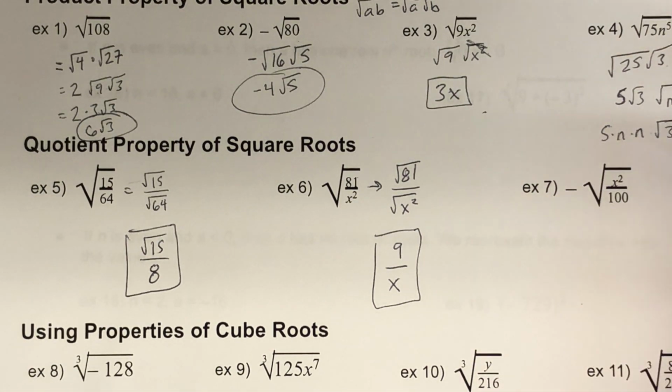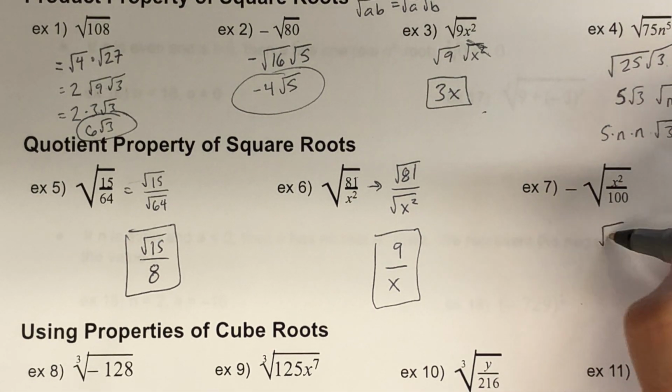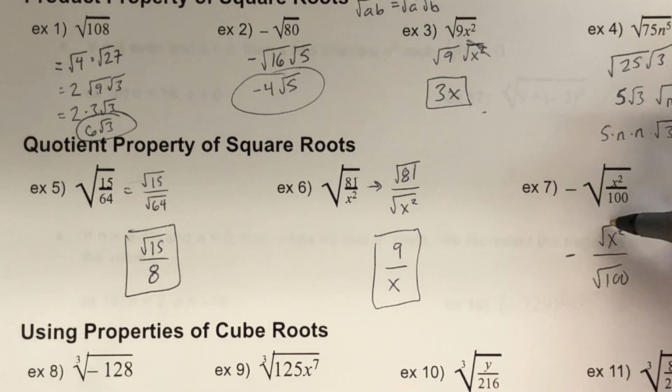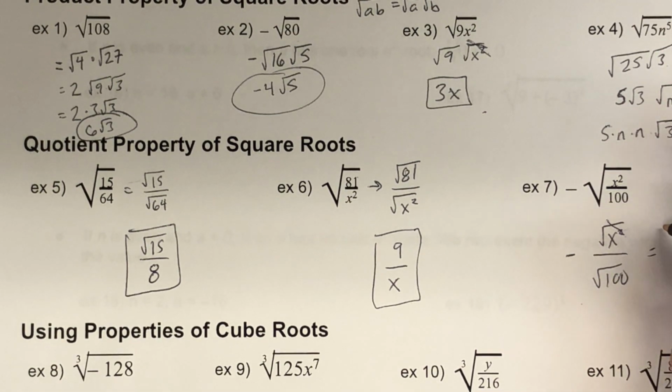Same idea here. Square root of x squared over square root of 100. Square root of x squared, those will cancel, so we just have x. Square root of 100, well, that is 10.